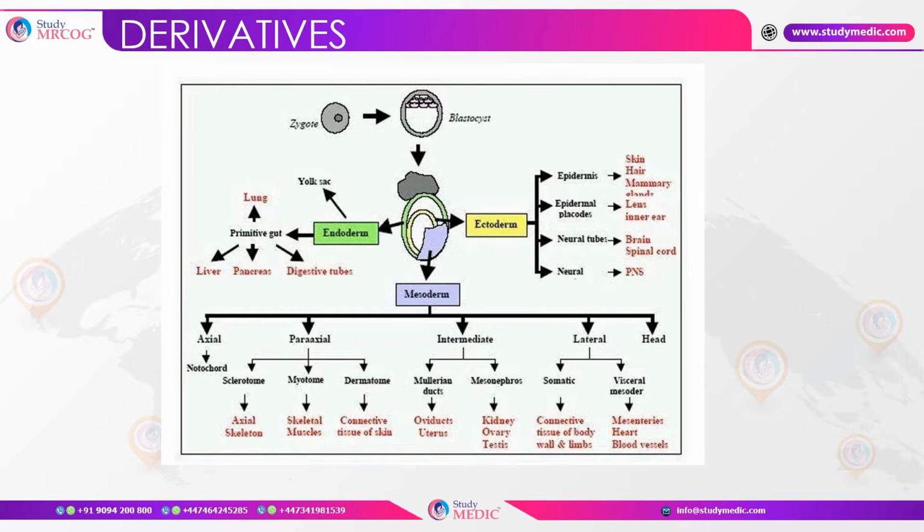the axial mesoderm giving rise to notochord. We have the paraxial mesoderm giving rise to sclerotome, myotome and dermatome. From the sclerotome we have the axial skeleton, the myotome for the muscles, the dermatome is for the connective tissue of the skin. The intermediate mesoderm gives rise to the Mullerian duct and the mesonephros. The mesonephros is from where the kidney, the ovary and the testis are going to arise. The lateral plate mesoderm has the somatic and the visceral mesoderm. The somatic gives rise to the connective tissue of the body wall and the limbs, and the visceral mesoderm gives rise to the mesenteries, the heart and the blood vessels.